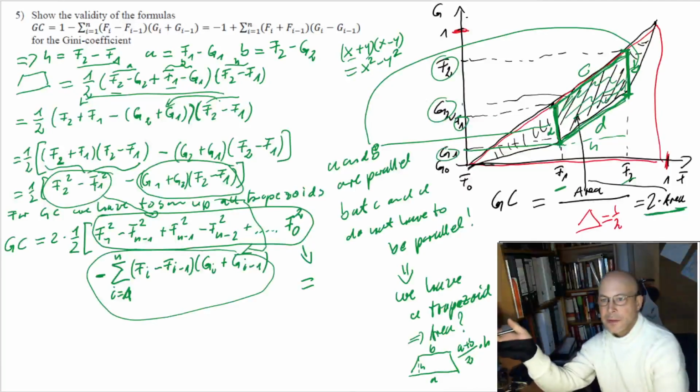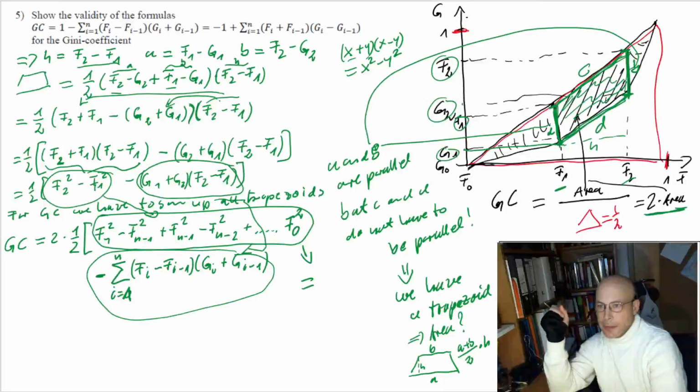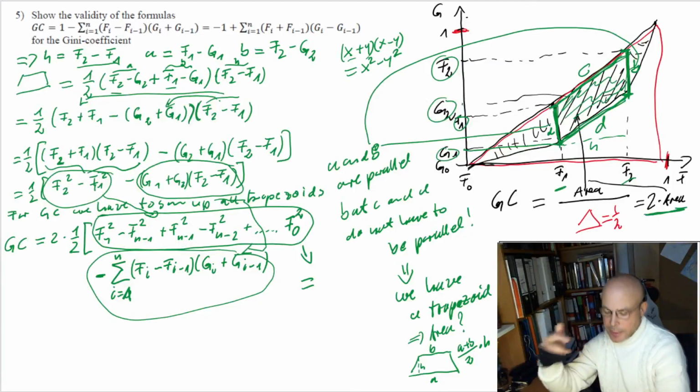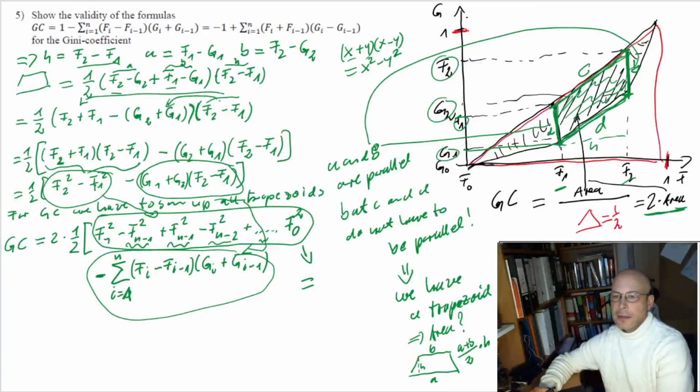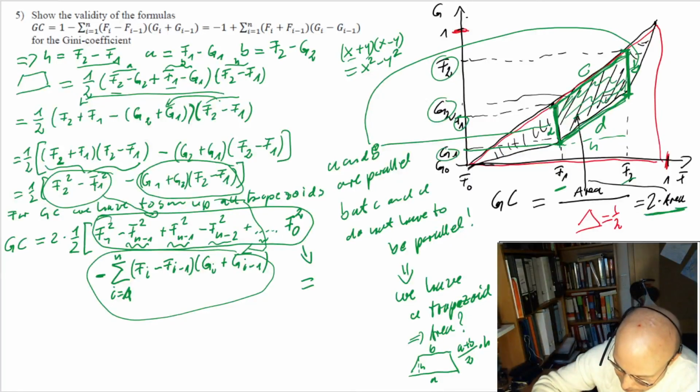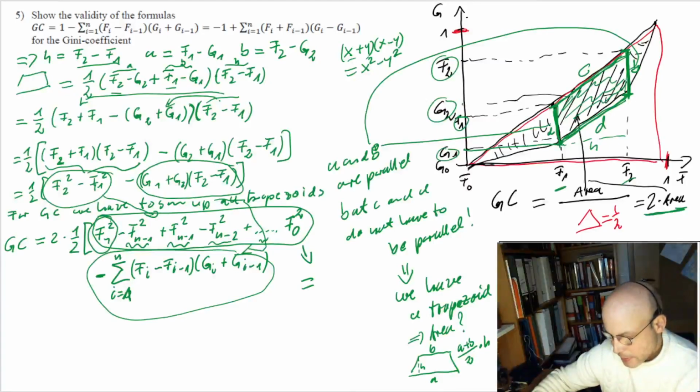If I calculate f4 squared minus f3 squared plus f3 squared minus f2 squared plus f2 squared minus f1 squared and so on, what do we see here? We see that this and this cancel. This and the next one would cancel. So we are then only left with the last value of f and the first value of f.